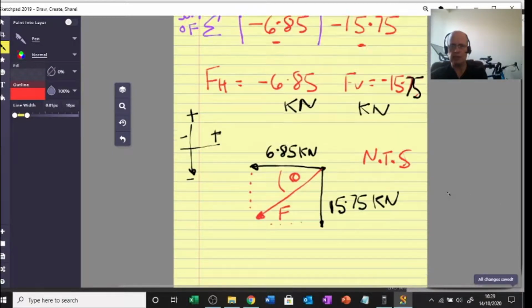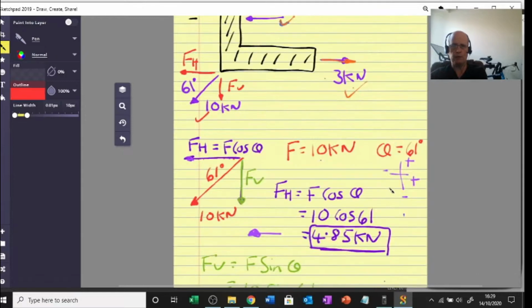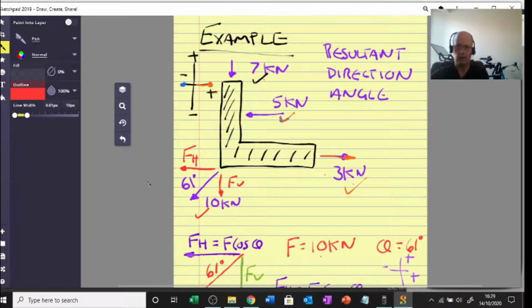Which means that if you were to draw that on here, let's get a really big thick line, this thing is going to be coming down something like that.